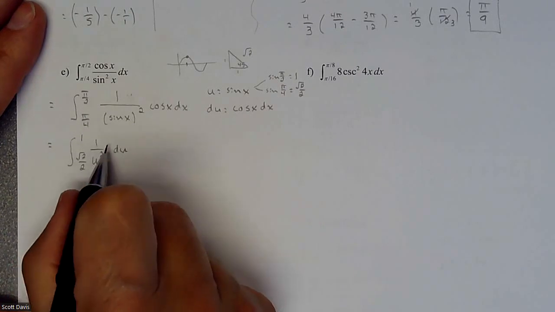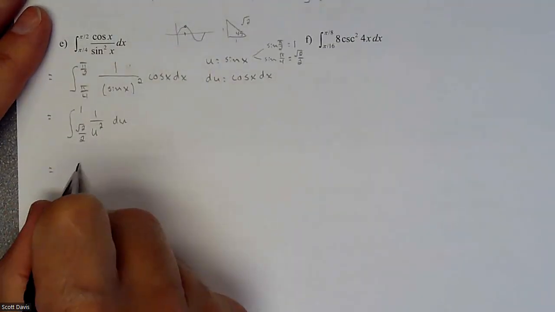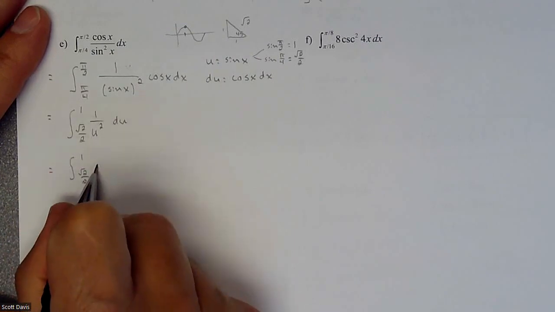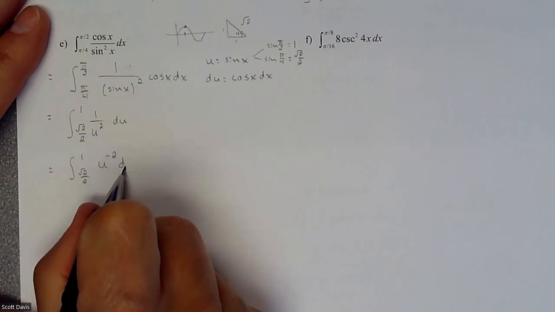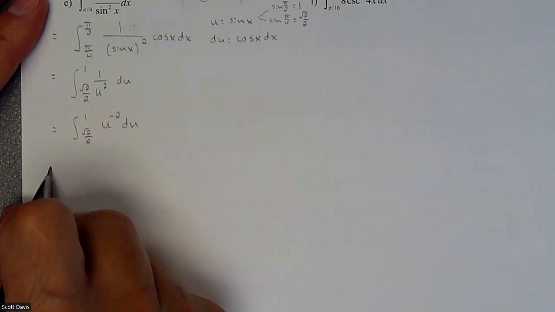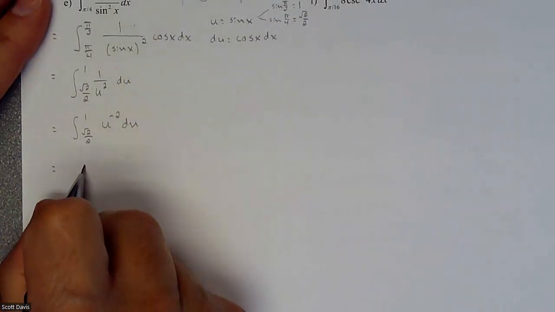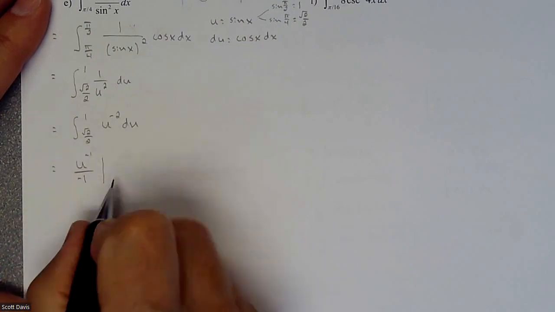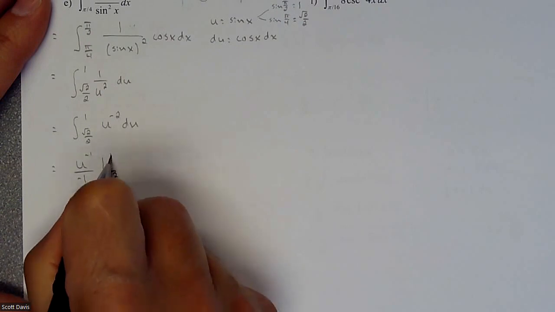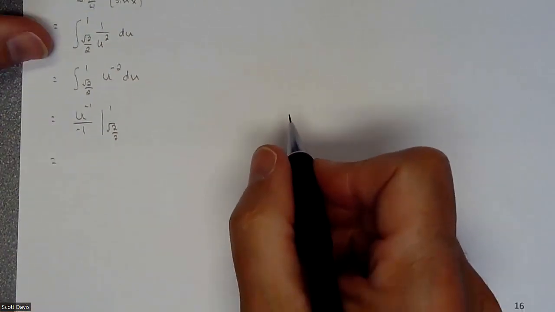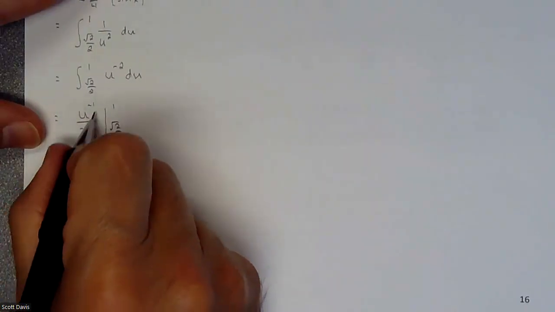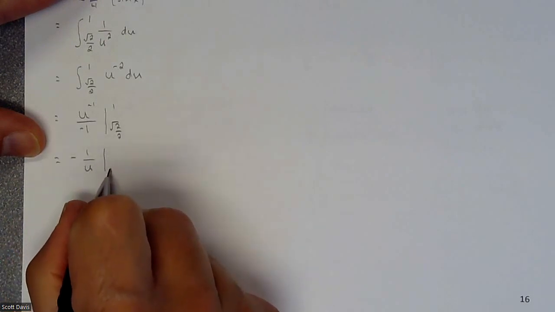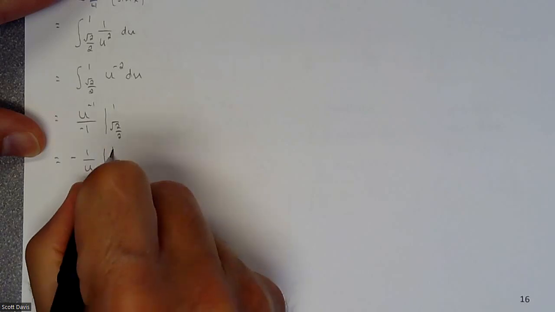Okay, so let me get this ready to do the antiderivative, and then we'll actually do it. And that means we're going to go from root 2 over 2 to 1. This is going to be a u to the negative 2. Now I can add a power, divide by the power. So let's do the antiderivative. So add a power, so that's a u to the negative 1 divided by that power. And we're going from root 2 over 2 to 1. Let's plug things in and start to do some math on it. Well, let me do one last thing. Let's rewrite this as a negative 1 over u from root 2 over 2 to 1.